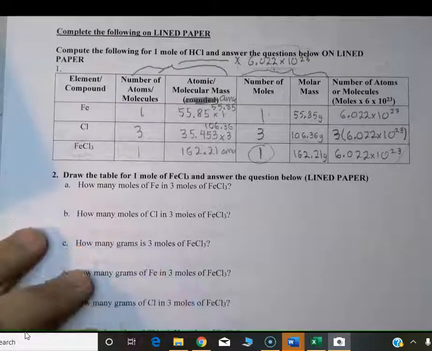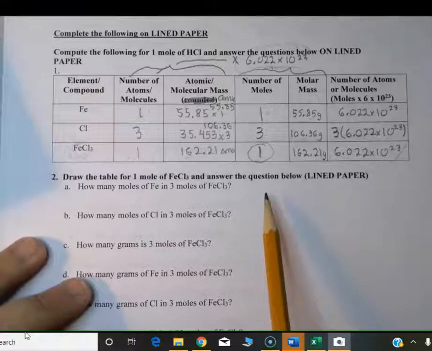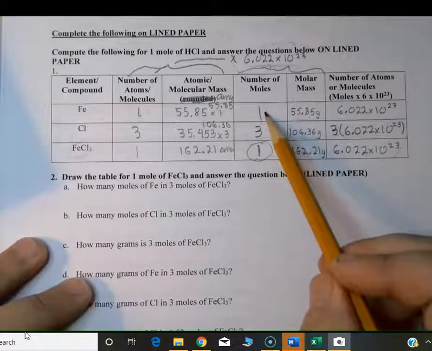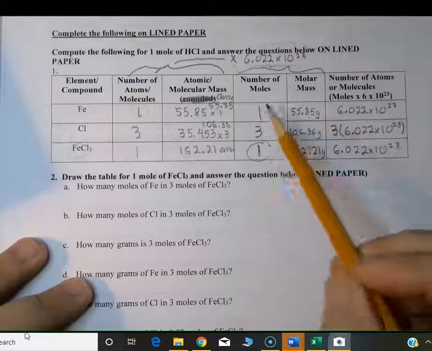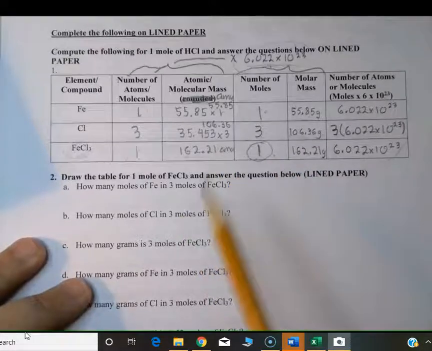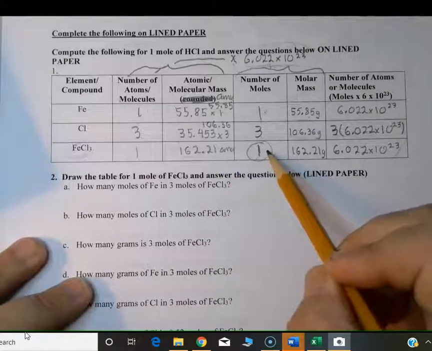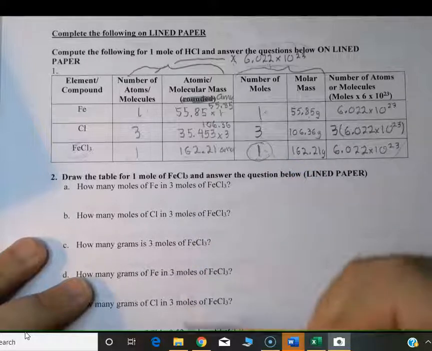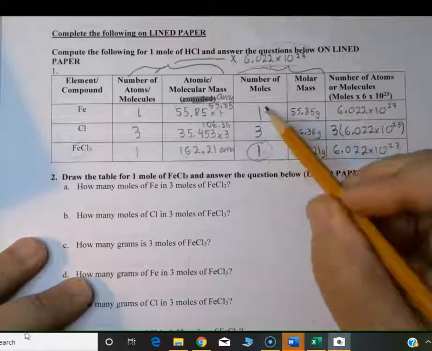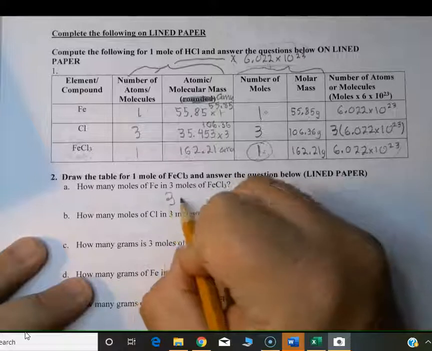So let's go ahead and do this. So how many moles of Fe in 3 moles of FeCl3? So if I need 1 cup of sugar to make 1 cake, then I'm going to need 3 cups of sugar to make 3 cakes. So how many moles of Fe in 3 moles? Well, it's a 1-to-1 ratio, so if I multiply this by 3, you always start by multiplying this by whatever it's asking down here. So 3 times 1 here is 3, so I take that 3 up here, and 3 times 1 is 3. So I need 3 moles.